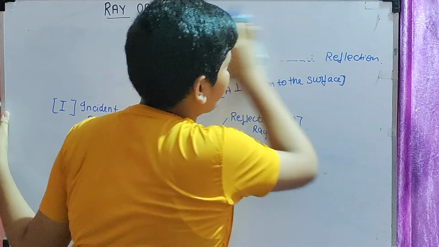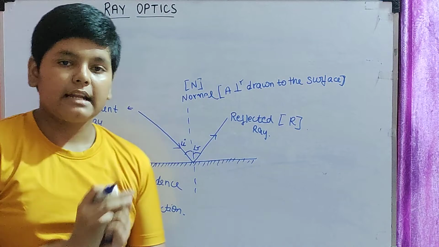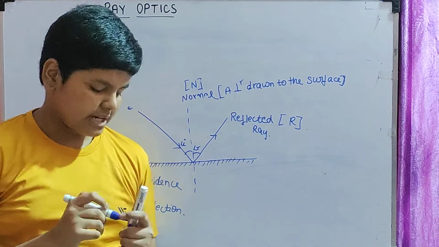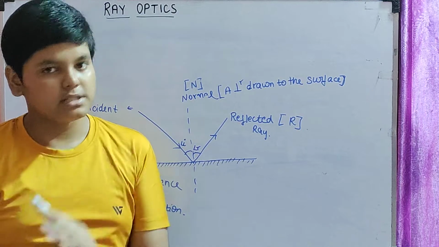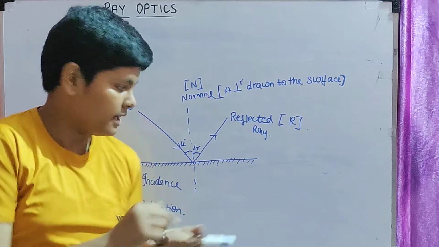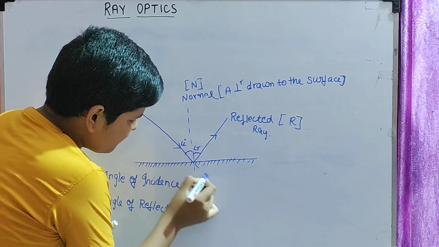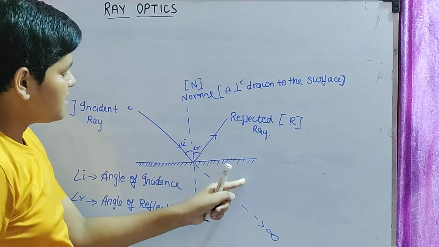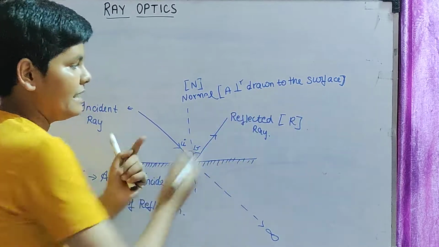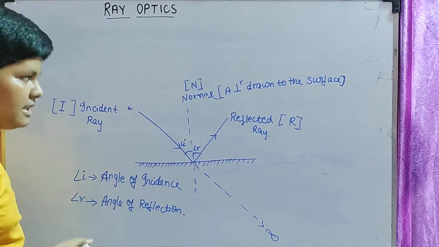We have one property of light. We already know that light travels in a straight line. It always travels in a straight line unless the medium changes or it gets reflected. Here also, if the mirror was not there, this would have gone like this to infinity. But because of this mirror, it gets reflected. You now understood the process of reflection. This is how reflection happens.